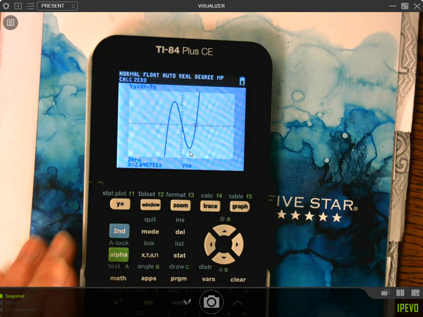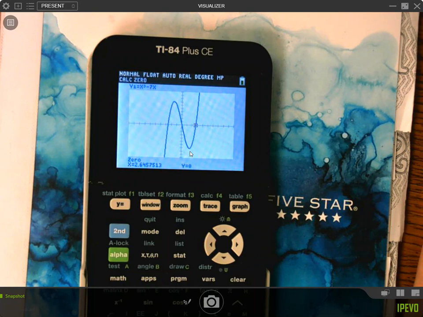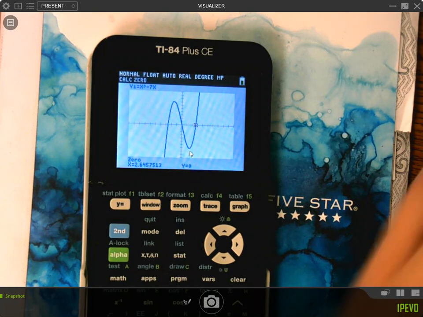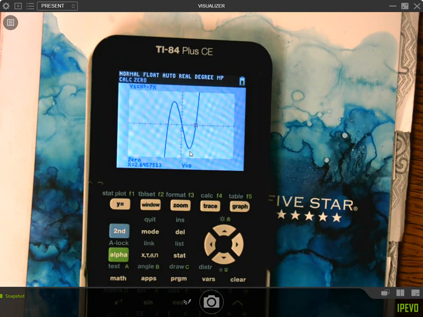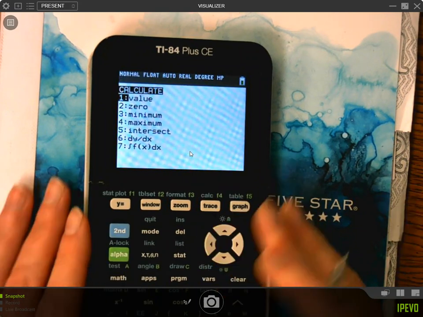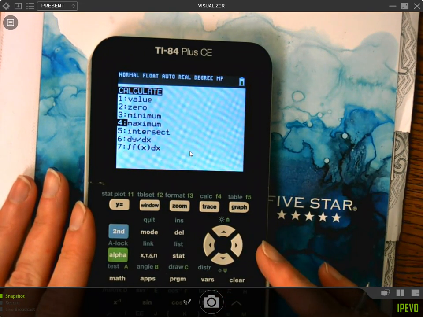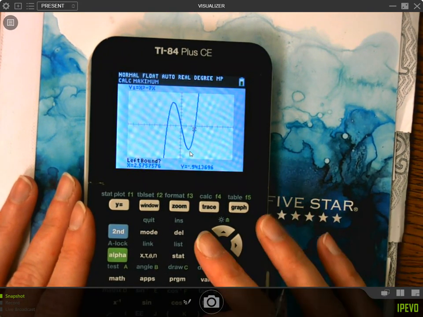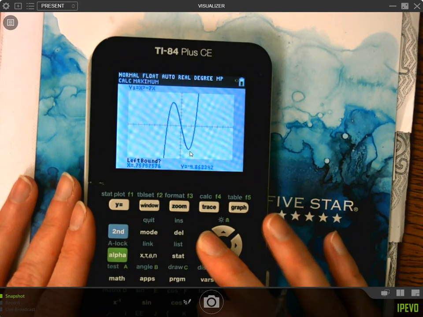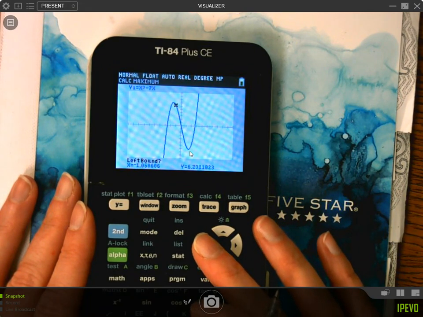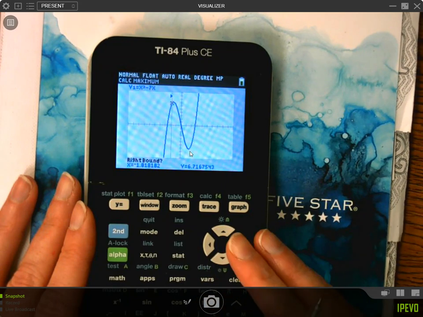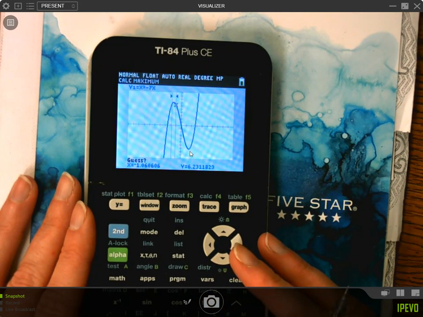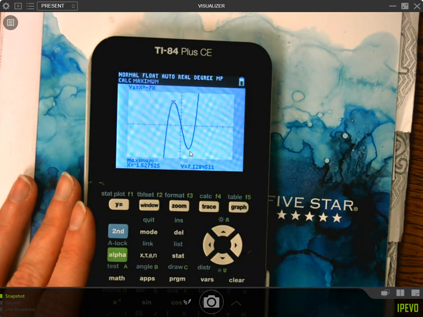So if I want to find that maximum point, we're going to go second calc, and say we want a maximum. And then we have to move our cursor a little to the left of that high point, and a little to the right. And then hit enter for a guess. And we get that the maximum point is at negative 1.5 and 7.1.